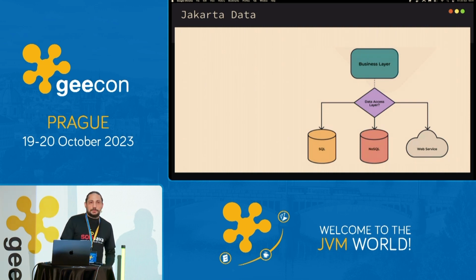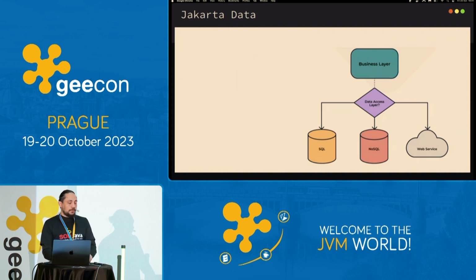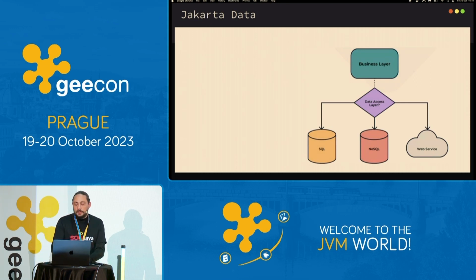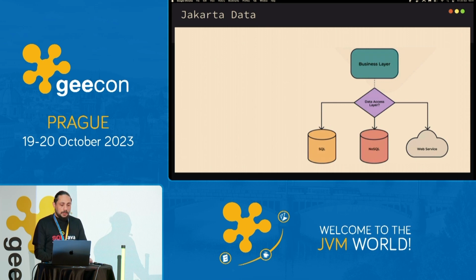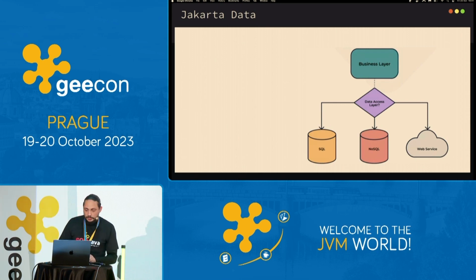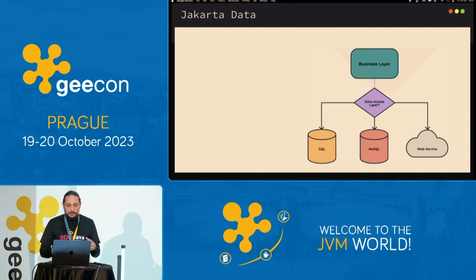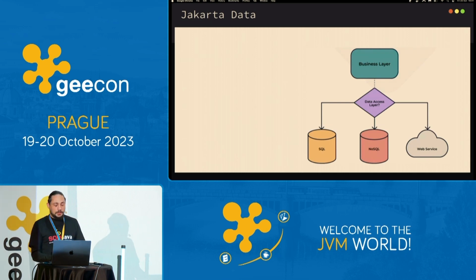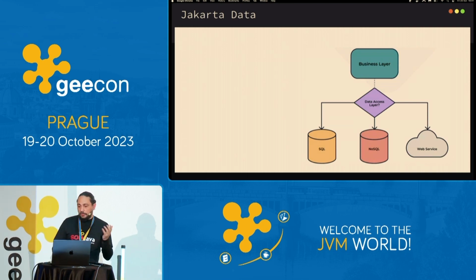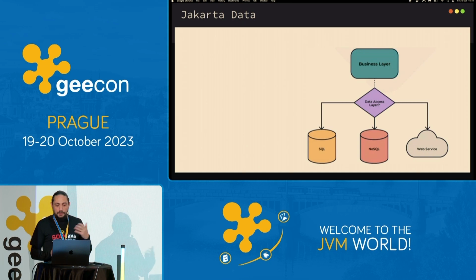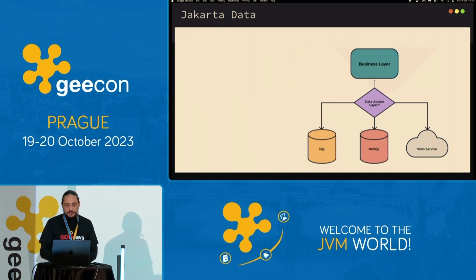Jakarta Data is a specification that gives developers the opportunity to integrate with the database layer easily. As we can see in the slide, we have the business layer that holds everything regarding the business, and we also need to handle data persistence. We used to use DAO, or data access object, and many other ways to store data, and actually we could improve that with this specification.